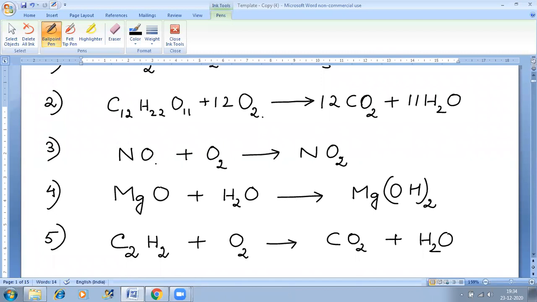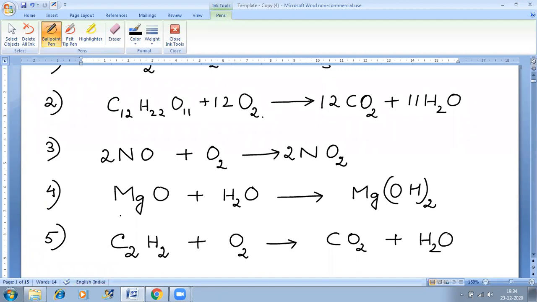2NO plus O2 gives 2NO2. Nitrogen, I'll put 2. Here also I'll put 2. So nitrogen is balanced. If I look at oxygen, here 2 oxygen atoms, here also 2 oxygen atoms. So 2 plus 2, 4 oxygen atoms on the left hand side. On the right hand side also I have 2 into 2, 4 oxygen atoms. So it's balanced. Fourth one. So self-balanced.